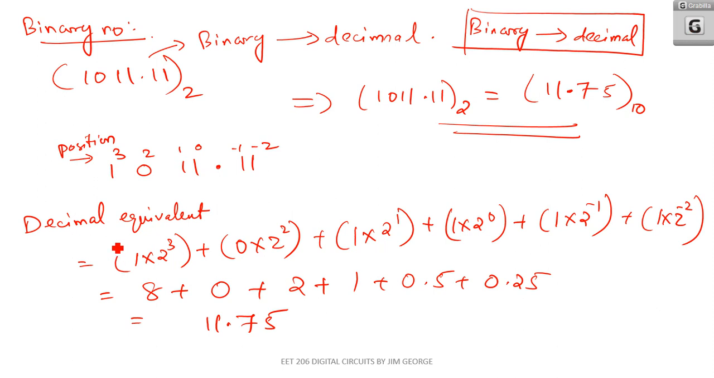So the decimal equivalent is 1 into 2 power 3 plus 0 into 2 square plus 1 into 2 power 1 plus 1 into 2 power 0 plus 1 into 2 power minus 1 plus 1 into 2 power minus 2. So you get 8 plus 0 plus 2 plus 1 plus 0.5 plus 0.25, which gives 11.75. Here we are using two symbols, and we are getting the values of the decimal part also. So I can write 1011.11 to the base 2 is equal to 11.75 in the base 10. This is binary and this is the decimal number.